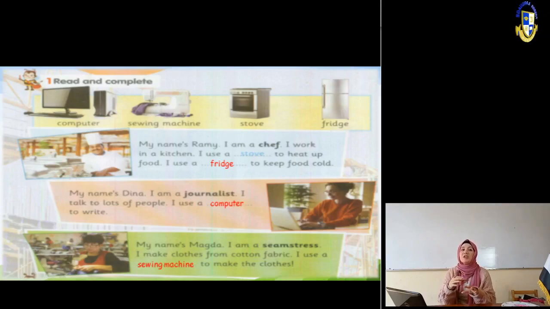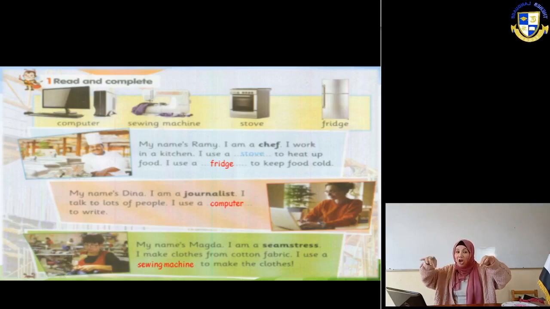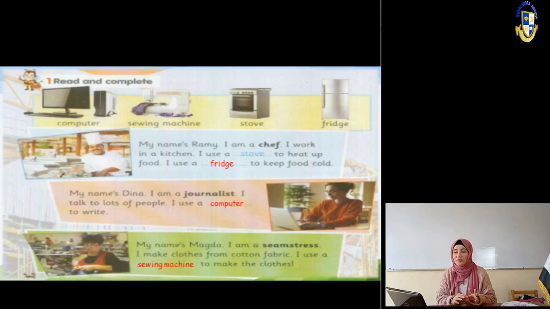She's making us clothes. I make clothes from cotton fabric. The cotton fabric is the fabric that we wear at summer. It's very hot at summer, so we need light clothes. It's made from cotton fabric. I use a sewing machine to sew our clothes, to make the clothes.